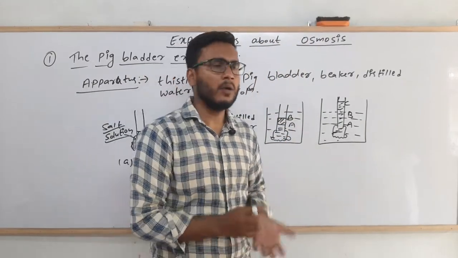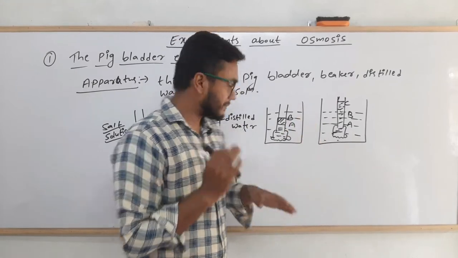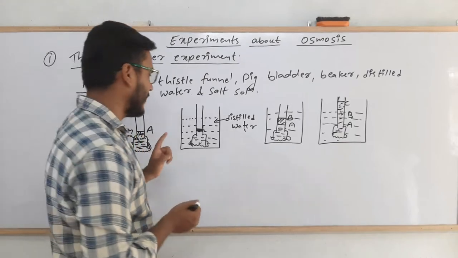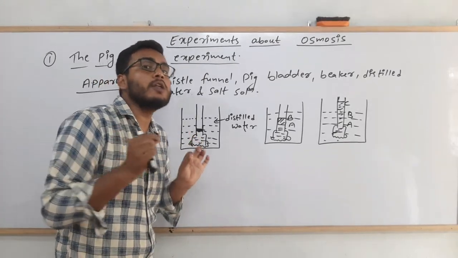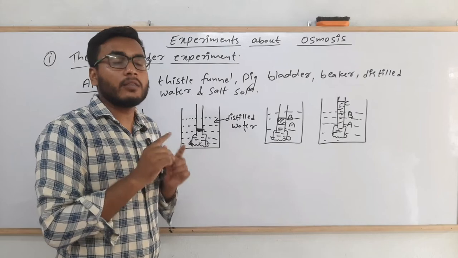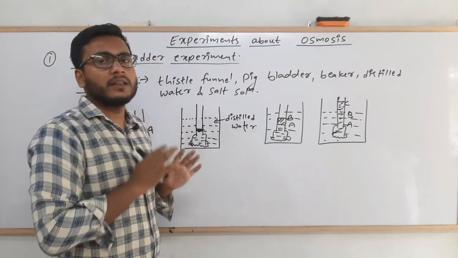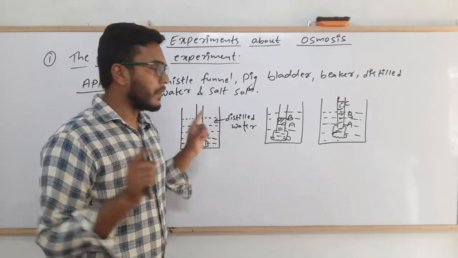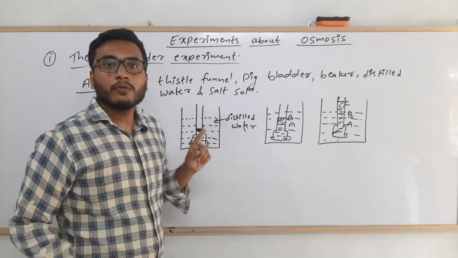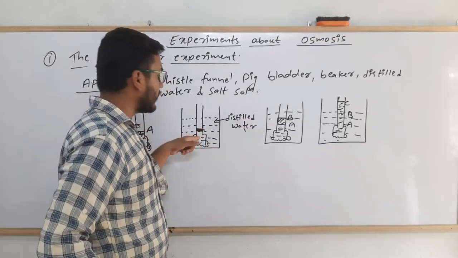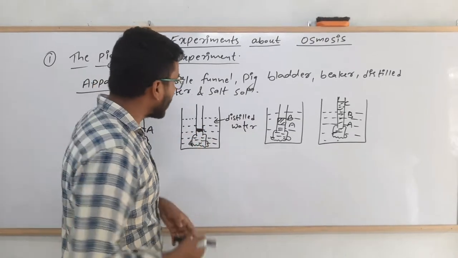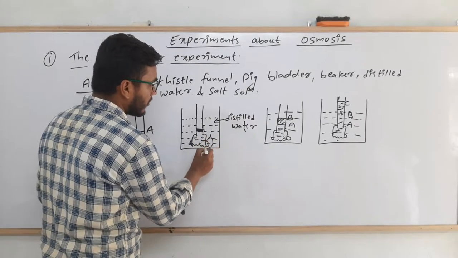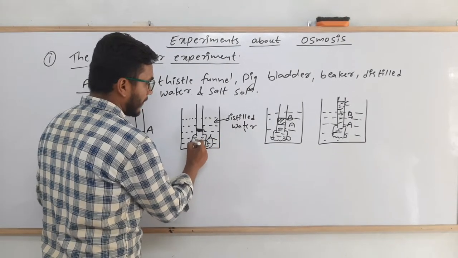But how does this happen? What is the reason for this to happen? I've already told you this pig bladder acts as a semi-permeable membrane. That means it will allow the solvent to pass, but the solute will not pass. In distilled water, are there any solute particles? No. But in salt solution, there are some solute particles. Then obviously this is the concentrated region, right? Then what will happen? Water molecules will start to enter through this semi-permeable membrane, okay?